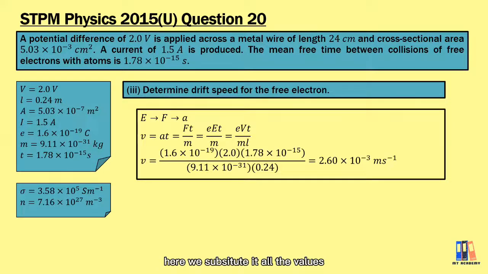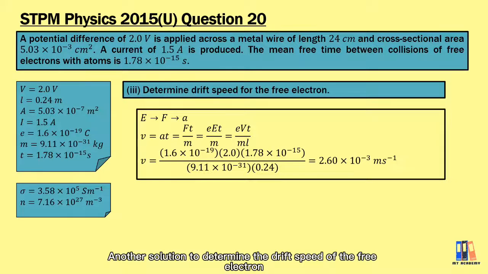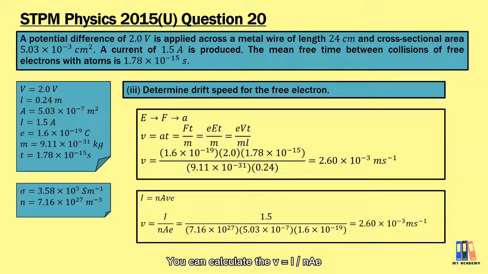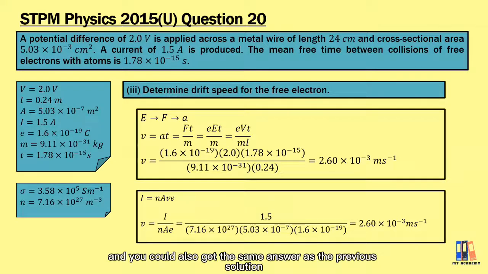So here we substitute all the values, where the electron charge multiplied by the voltage and the time between collisions, divided by the mass of electron and the length of the wire, and you could get the value of 2.6 multiplied by 10 to the power of negative 3 meter per second. Another solution to determine the drift speed of the free electron, we can use the equation I equal to nAve when the electron density is determined. So we can calculate v as I over nAe. You put in all the values, and you could also get the same answer as the previous solution.